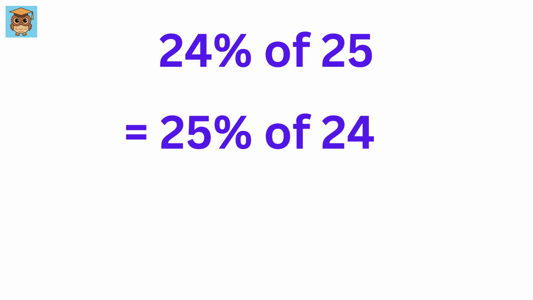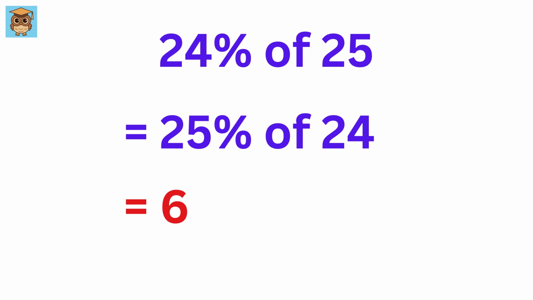Here's another example of this trick. What will be 24% of 25? It is not so simple, right? So, reverse them, and voila! We get 25% of 24, which is very easy to calculate, as it will be 6.